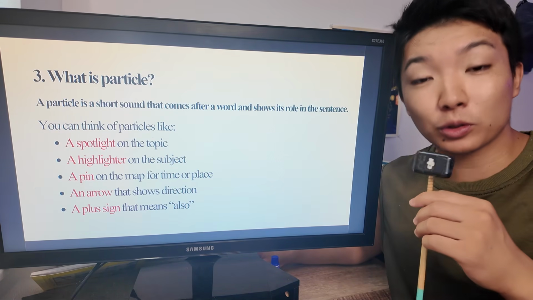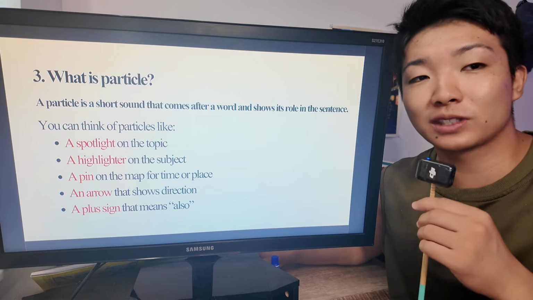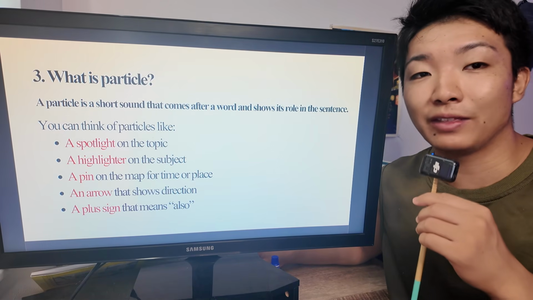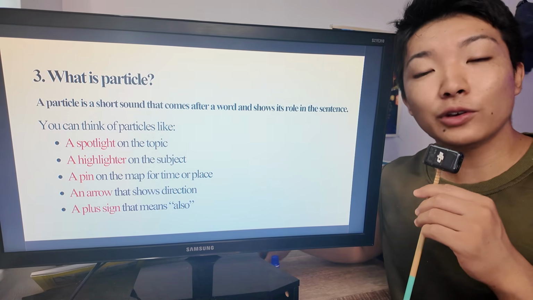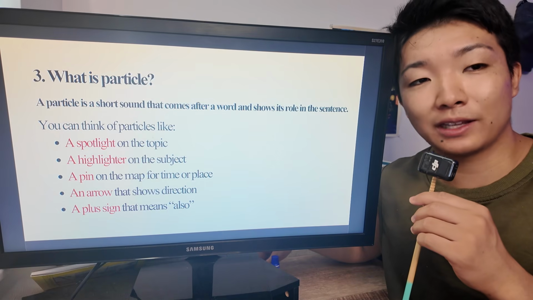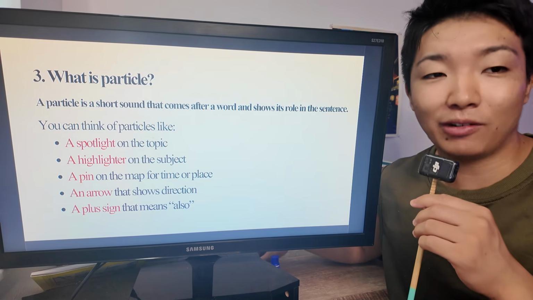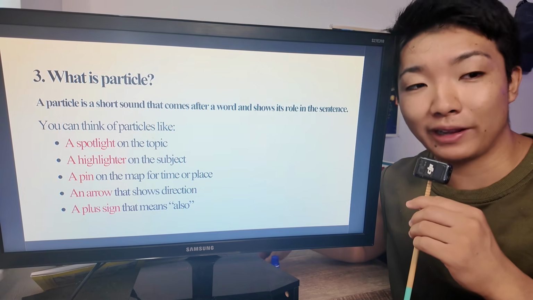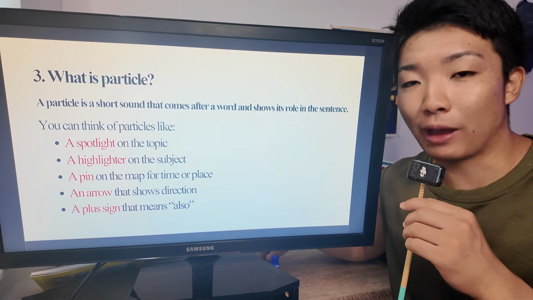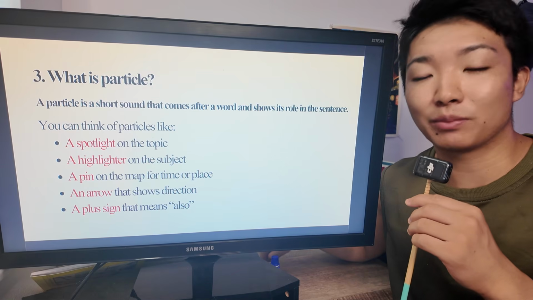And this one is called a particle. A particle is a short sound that comes after the word and shows its role in the sentence. You can think of a particle like a spotlight on the topic, a highlighter on the subject, a pin on the map for a time or place, an arrow that shows the direction, and a plus sign that means also.